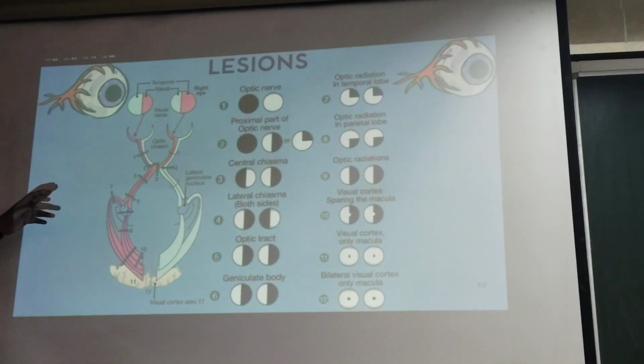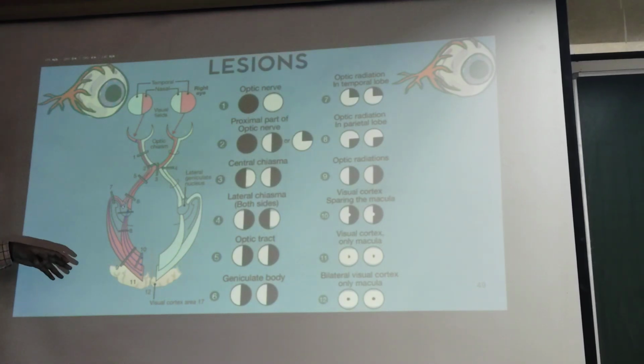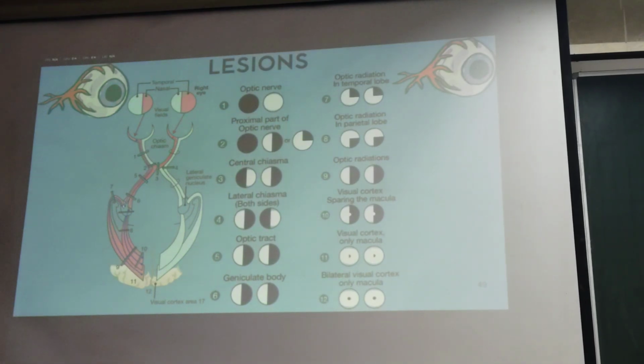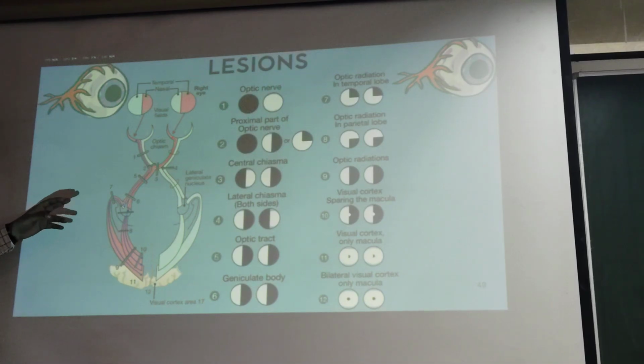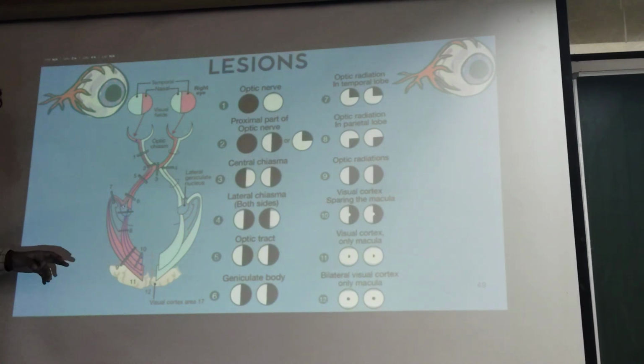The seventh one will be optic radiation going to the temporal lobe, which will be the inferior fibers, causing a loss of the left side and the superior visual field. The eighth one will be the parietal lobe radiation, and it will cause lesions in superior fibers of the optic radiation, causing visual field loss in the inferior side. The ninth one will be the combination of both the seventh and eighth.